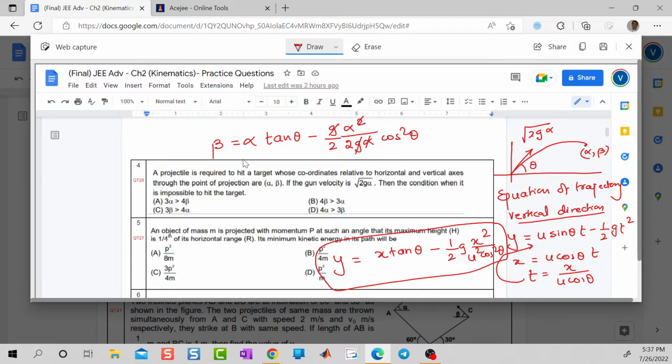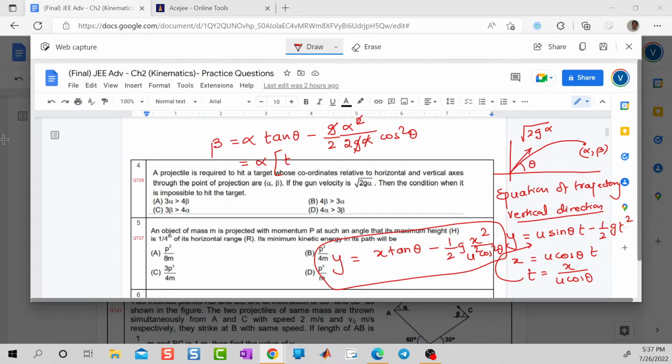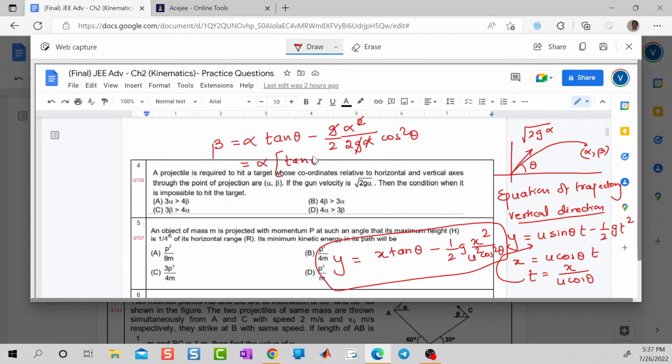So what do we have after that? I'm going to take alpha out. So we get alpha tan theta minus, what do we get here? 1 by 2 cos squared, or secant square theta. Right, beta? Secant square theta? Yes, sir. Which we can write as 1 plus tan square theta.